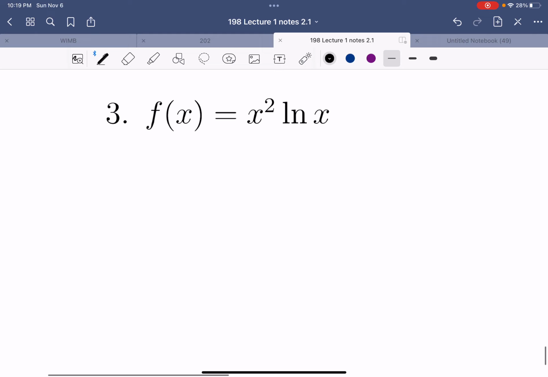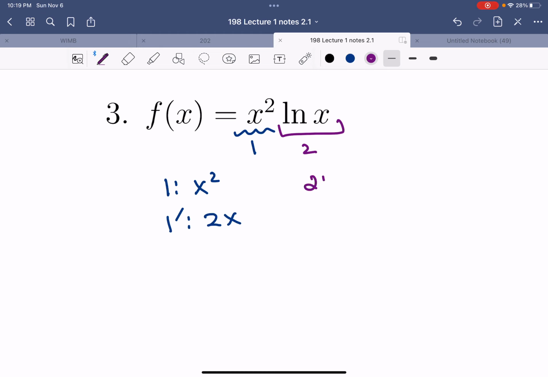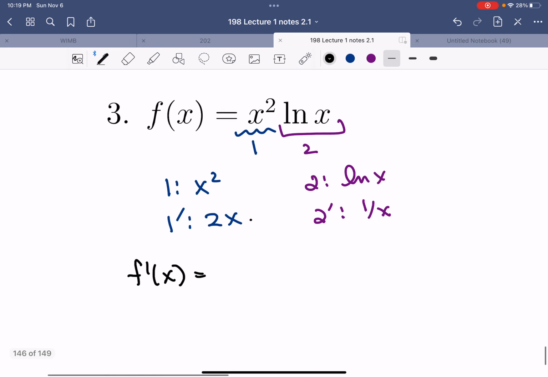Number 3, again, we've got another product rule here. We're taking the x squared, which is our function 1, times the ln of x, which is our function 2. So function 1 is your x squared. Function 1 prime would be 2x. Your function 2 is ln x, and 2 prime is 1 over x. Put this together using your product rule, and you've got 1 prime 2, which is the 2x ln x, plus x squared times 1 over x.